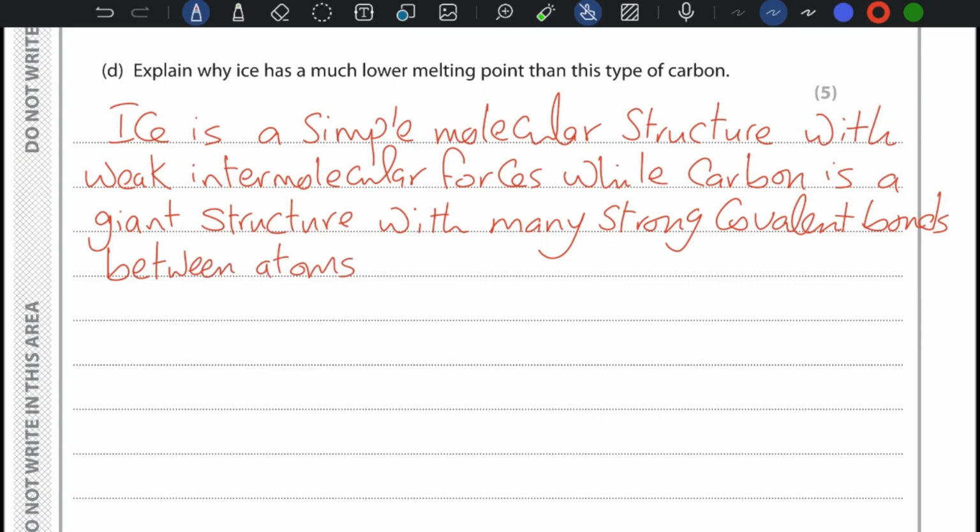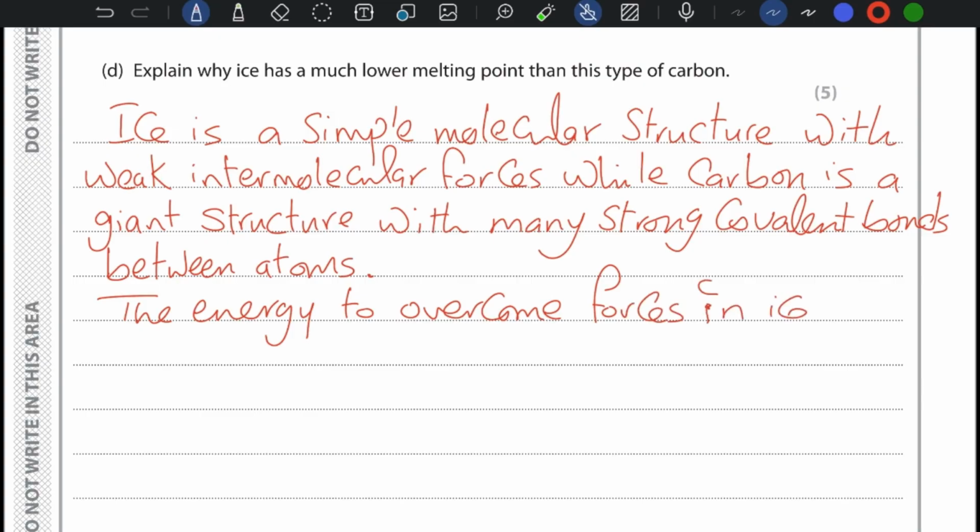The question is 5 marks, so we have to mention the energy. So we can say the energy to overcome forces in ice is less than in carbon. Now we get the 5 marks.